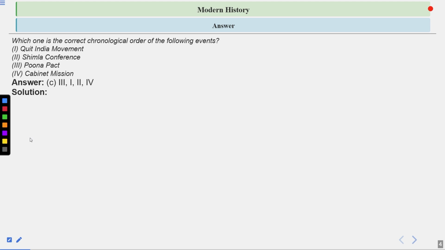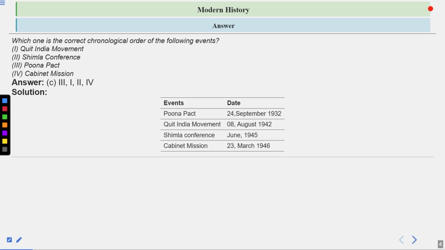Solution. The Pune Pact was signed on 24th September 1932. Quit India Movement on 8th August 1942. Shimla Conference on June 1945. Cabinet Mission on 23rd March 1946.